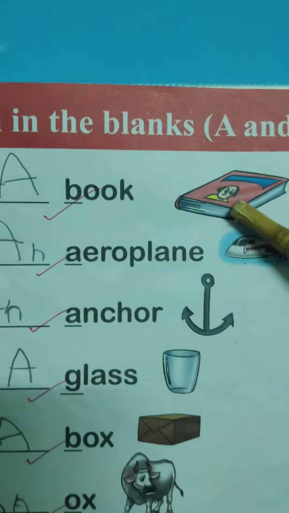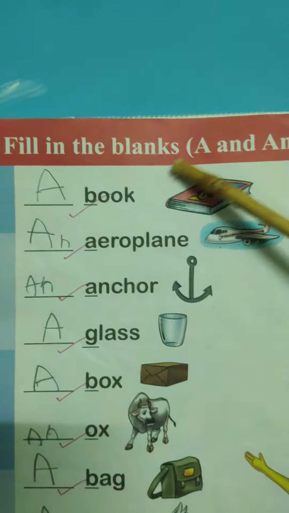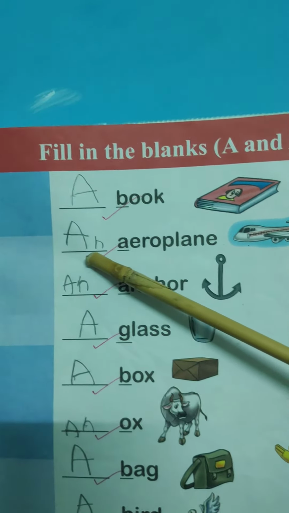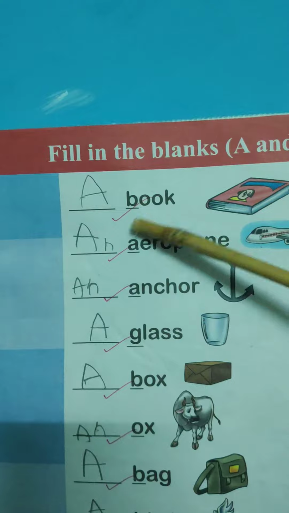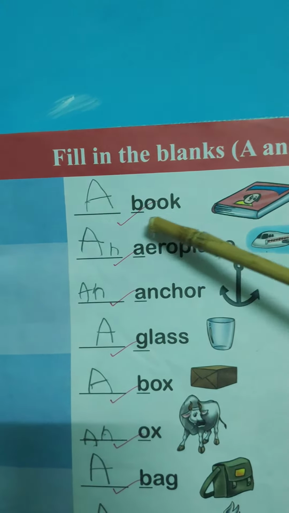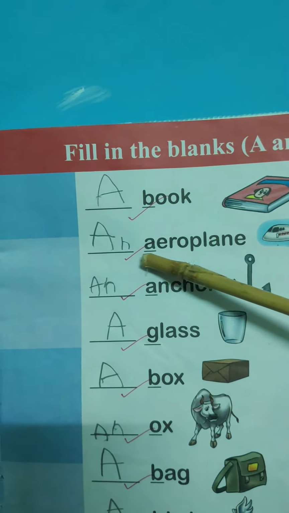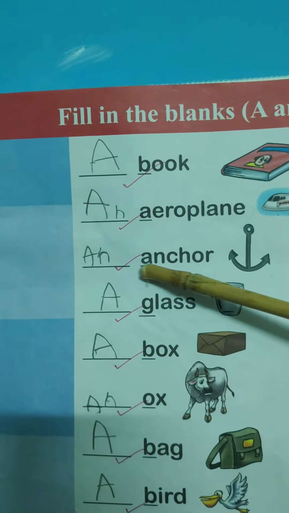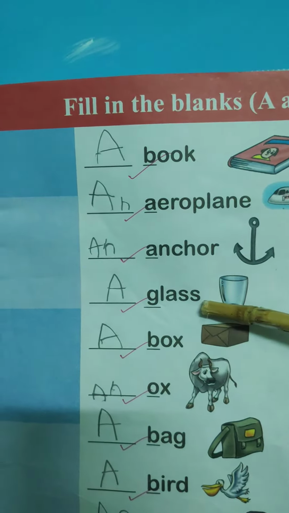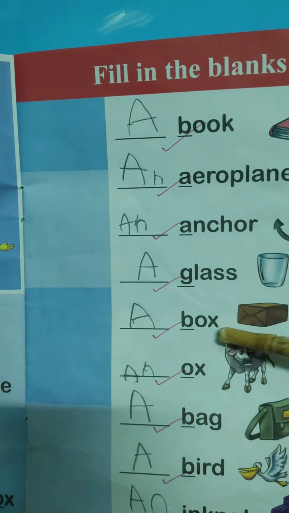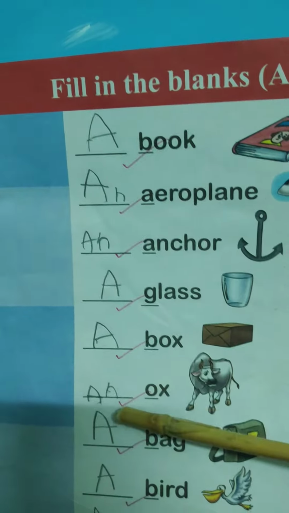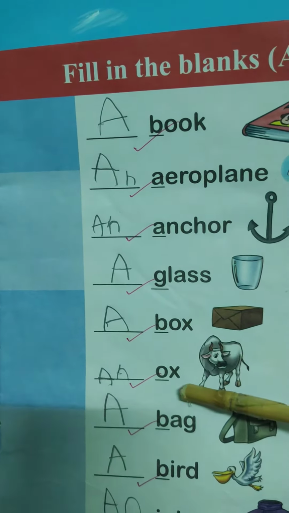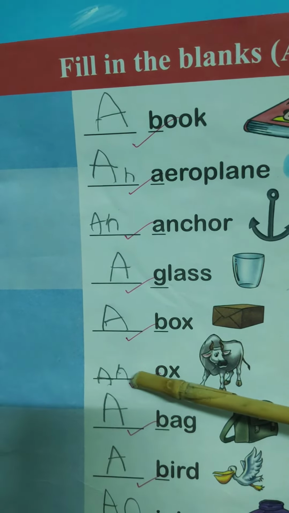Now look how you have to fill these words with either a or an. If it is a vowel, you write an. Otherwise, you write a. A book for B. An aeroplane for A. An anchor for A. A glass for G. A box for B. A consonant. For a consonant, which is not a vowel. An ox. O is a vowel, so an.